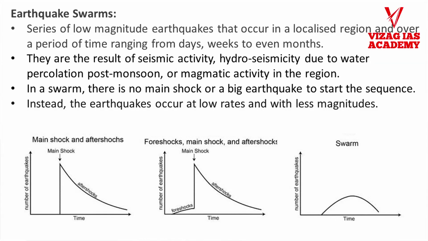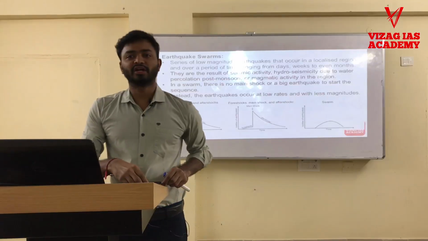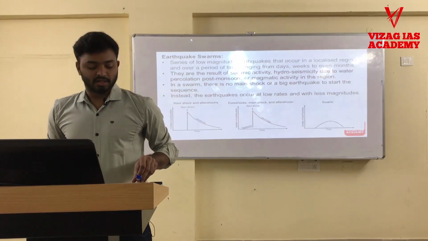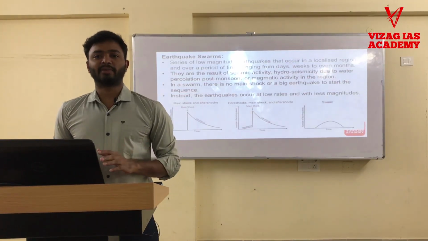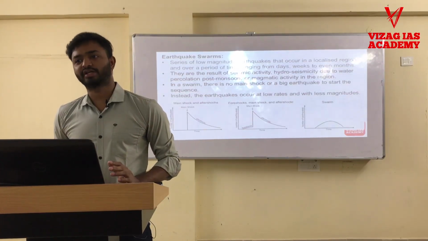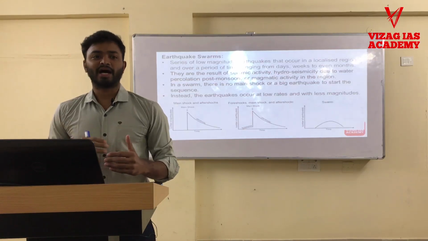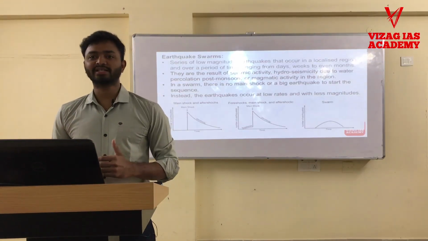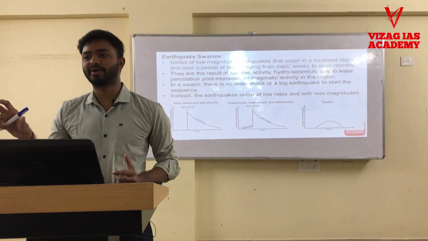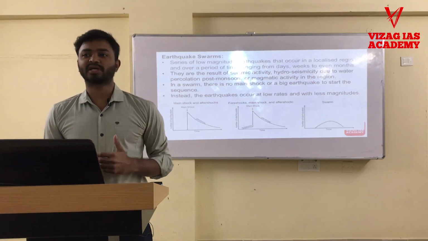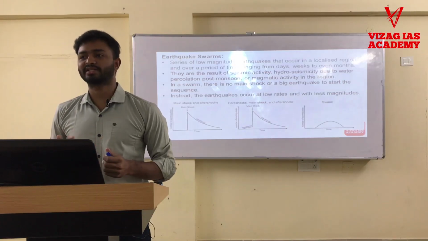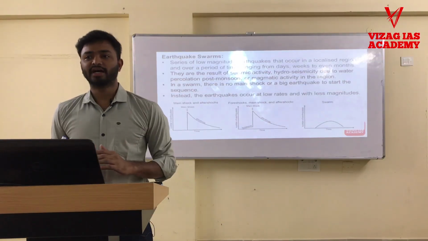Now again, an important topic related to earthquakes is earthquake swarms. Earthquake swarms have been asked in UPSC mains in previous years. What is the major difference between an earthquake swarm and an aftershock? Both of these are series of earthquakes, but aftershocks happen after the main shock, whereas for earthquake swarms there is no sequence of foreshock, main earthquake and aftershock. Earthquake swarms are a low magnitude series of earthquakes which happen in a very localized area. That is the major difference between aftershocks and earthquake swarms.